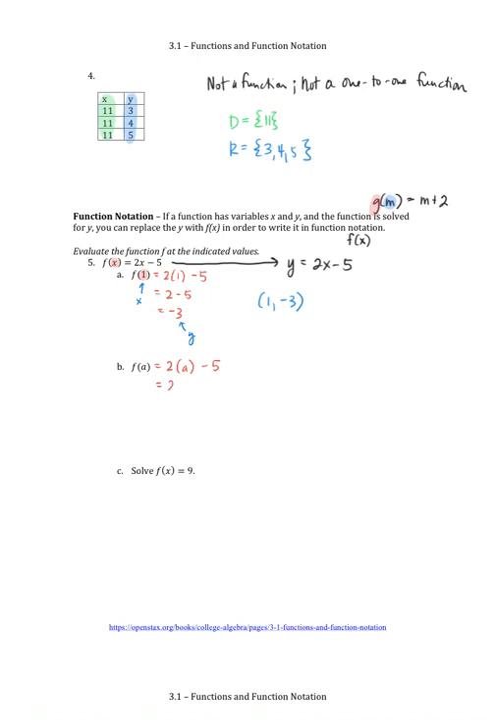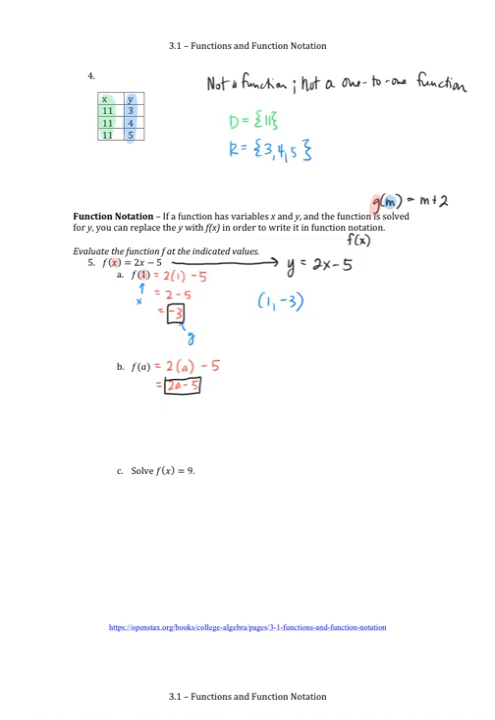2 times A is just 2A. And since those are not like terms, there's nothing else I can do. So that's it, that's my final answer. If I evaluate at A, I get 2A minus 5. Notice if you plug in a variable, you are probably going to get an expression out. If you plug in a number, like in part A, you're going to get a number. That's usually the case.